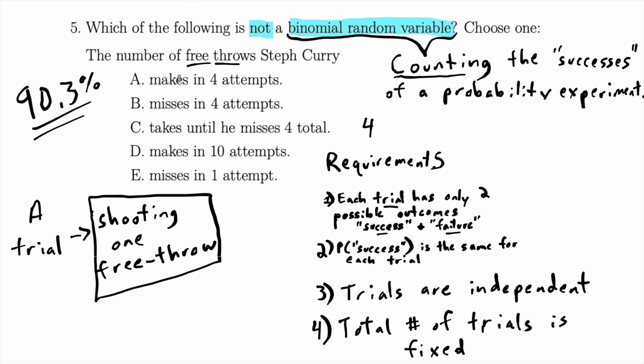In this one, we're counting how many he makes in 4 attempts. So the number of trials there is 4. It is fixed for part A. For part B, it's still out of 4 attempts. The same thing with D and E, but in part C, do we know how many trials part C would include? We don't. He could shoot 20 times. He could shoot 30 times. The number of trials for part C isn't constant, which makes part C not a binomial random variable.